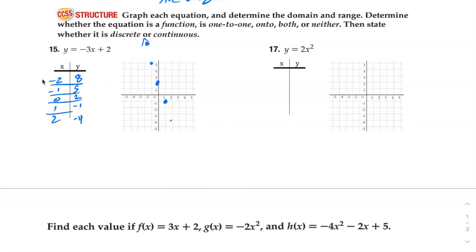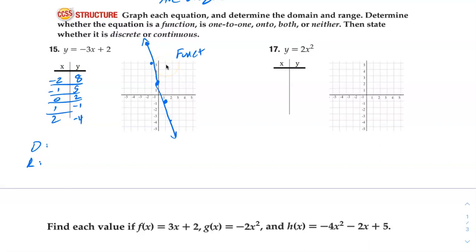So it's looking kind of like this. Not my best straight line ever. Domain and range. We haven't talked about all the numbers yet, but based on this, my domain will be these values, and my range will be that. Is it a function? It passes the vertical line test. So yes, it's a function.